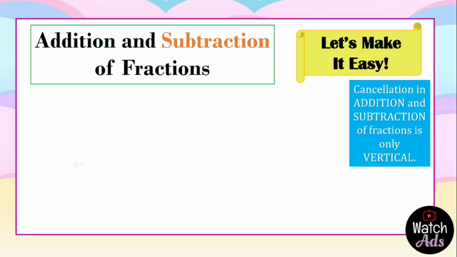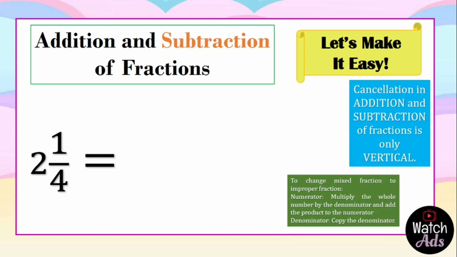So we have to think of an idea to transform 2 and 1/4 into an improper fraction so that we can subtract 1/2 from it. Now, to change a mixed fraction to an improper fraction, for the numerator, we multiply the whole number by the denominator and add the product to the numerator. And for the denominator, we just simply copy the denominator.